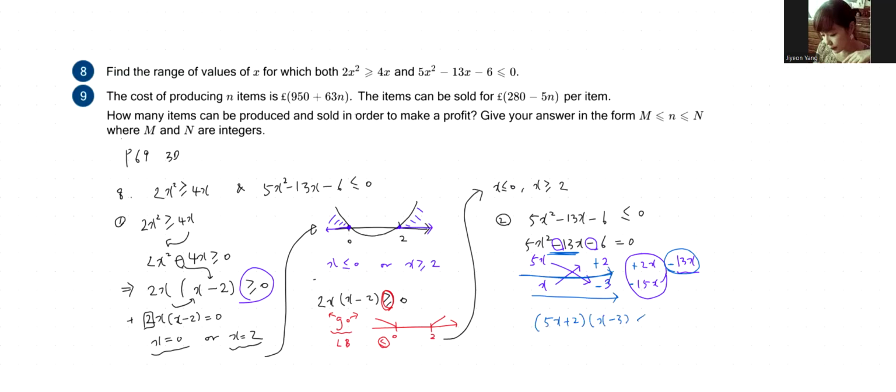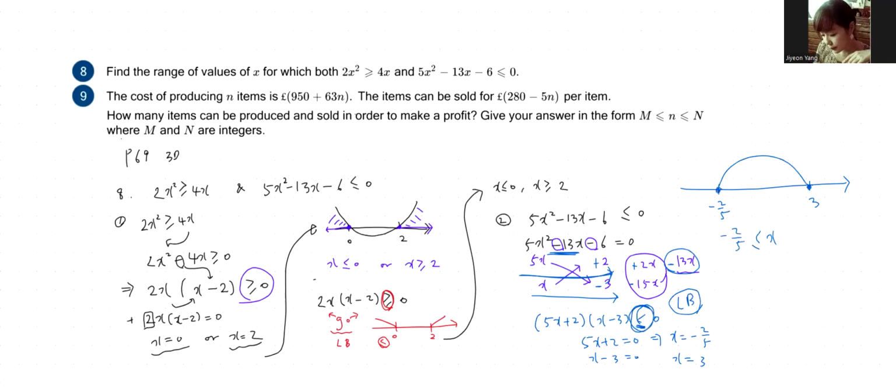Then, firstly, you should find the roots: 5x plus 2 equals 0 or x minus 3 equals 0. It means that either x equals negative 2 over 5 or x equals 3. Draw a number line and place these two values on the number line. Since it's less than or equal to, it means between. There is an equal sign here, so you need to include these two values. So therefore, x should be between negative 2 over 5 and 3.